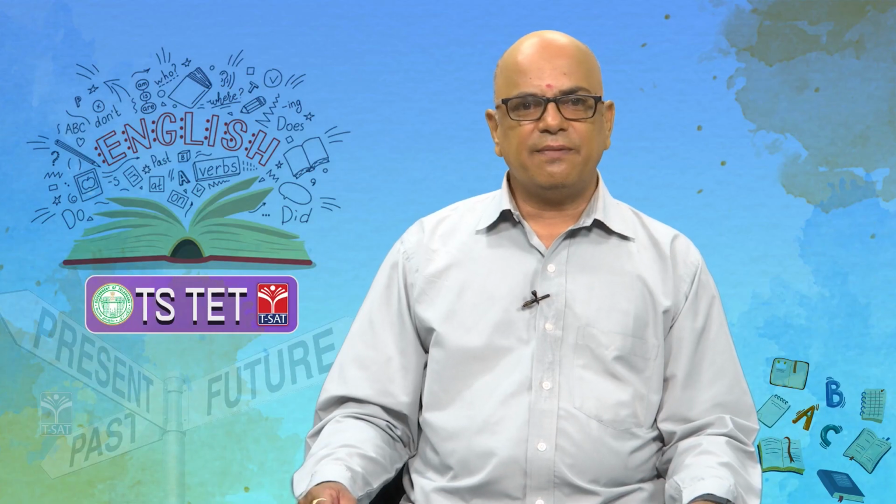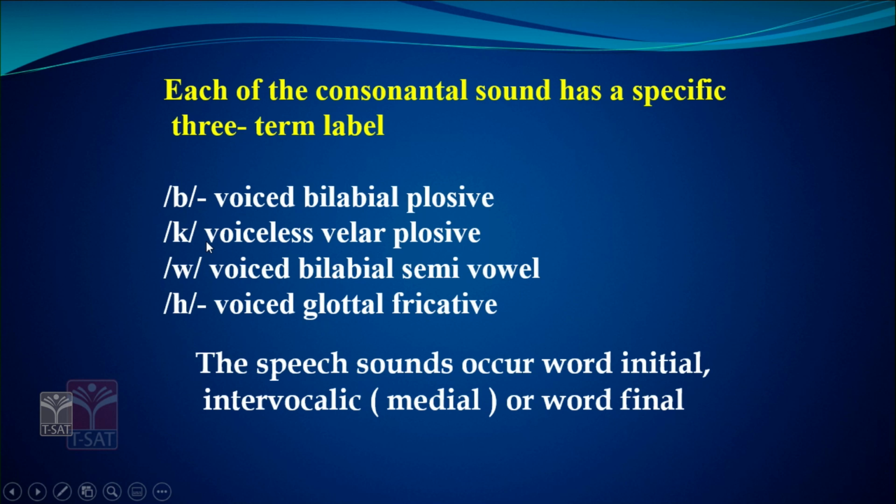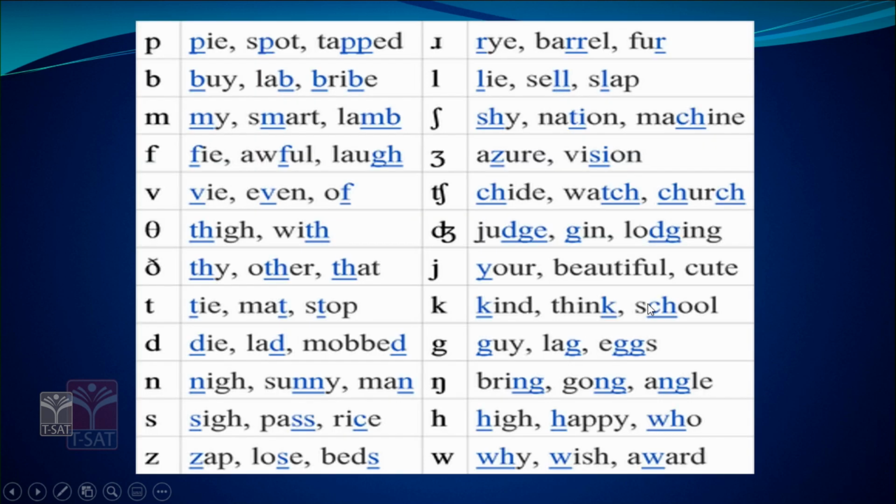We can further attempt giving three-term labels to certain phonemes, as we have discussed. b is voiced, bilabial, plosive, and k is voiceless, velar, plosive, and w is voiced, bilabial, semivowel, and h is voiced, glottal, fricative. So the speech sounds may occur in the word initial position, intervocalic or medial position, or even word final position, right? And this chart gives us the details of the distribution of the speech sounds.